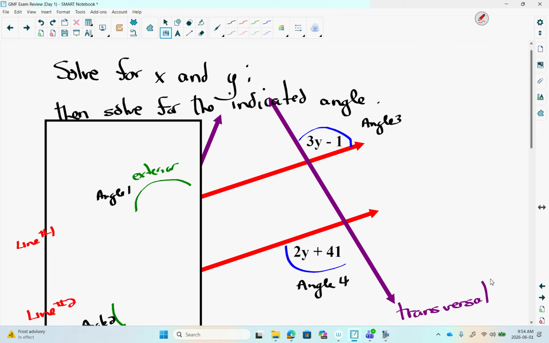Are they interior angles or exterior angles? This is an exterior angle, so is this one. How do I know that? Because they're outside the two red parallel lines. Are they on the same side of the transversal? No, so they cannot be co-exterior. What other type of exterior angle do you have? Alternate exterior angles.